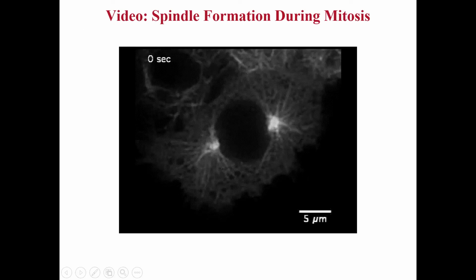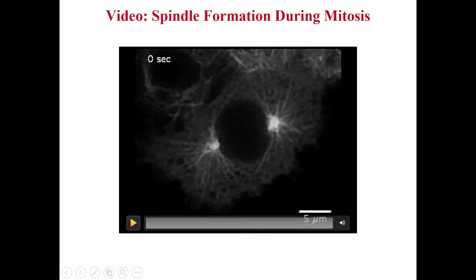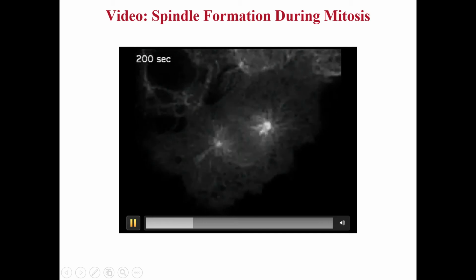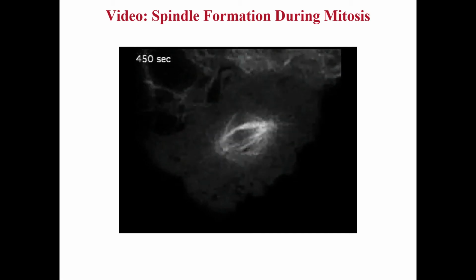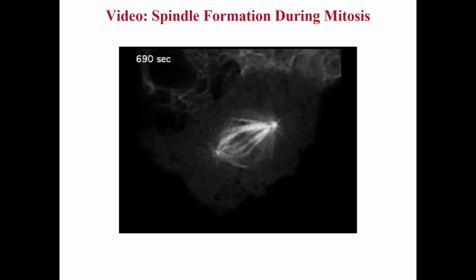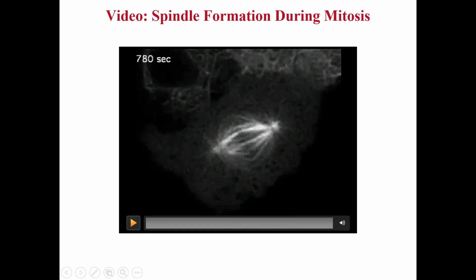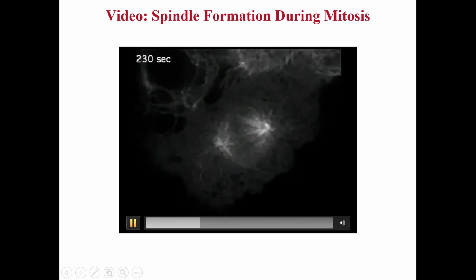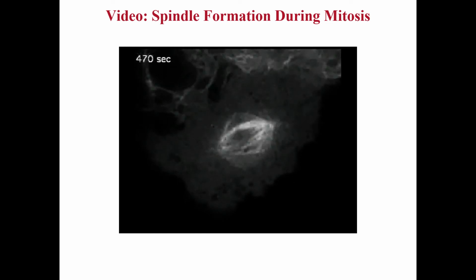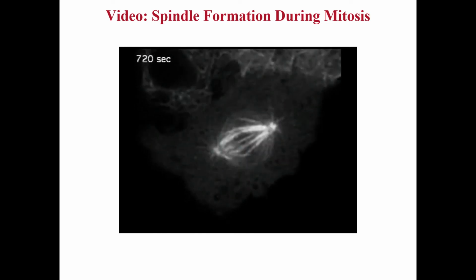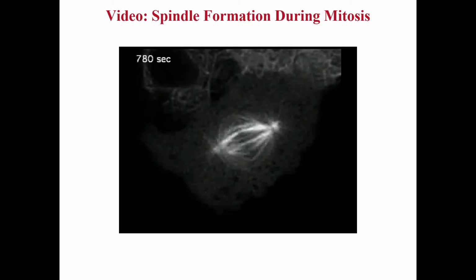Alright, so here you're looking at spindle fiber formation during mitosis. You can see your spindle fibers elongating there. They polymerize and then they depolymerize as the cells begin to separate.